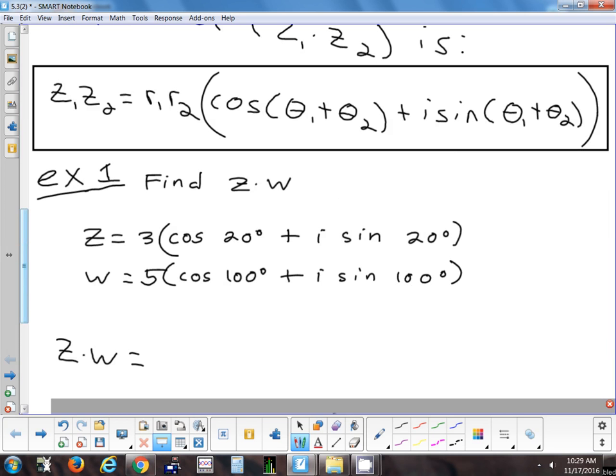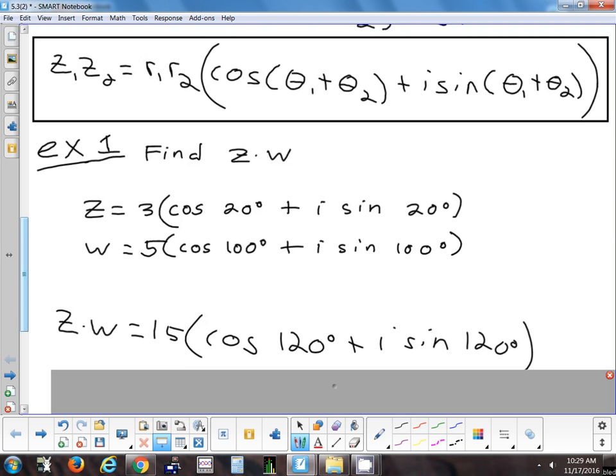Any thoughts? Yeah, how did you get 15? 5 times 3. Yeah, you just multiply the two radii together. 3 times 5 is 15. And what about my angle when I multiply those together? Yeah, 120. How'd you get 120? I added them. Yeah, you just take the first angle, 20, add it to the second angle, and that's it. That's the final answer. So if you multiply those two complex numbers together in polar, that's what you get.